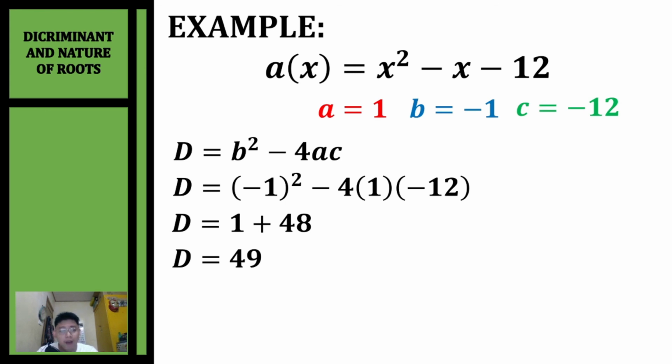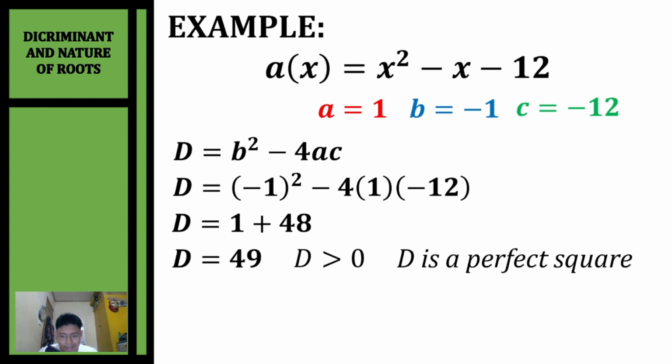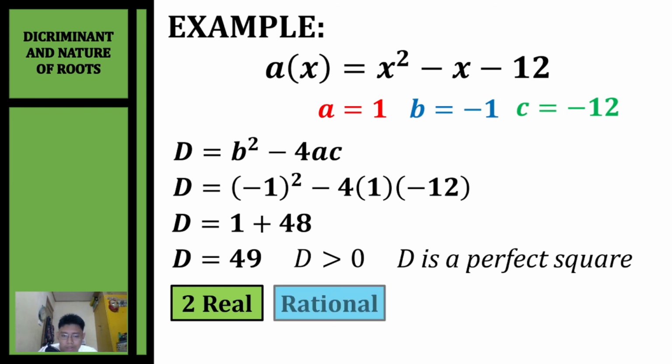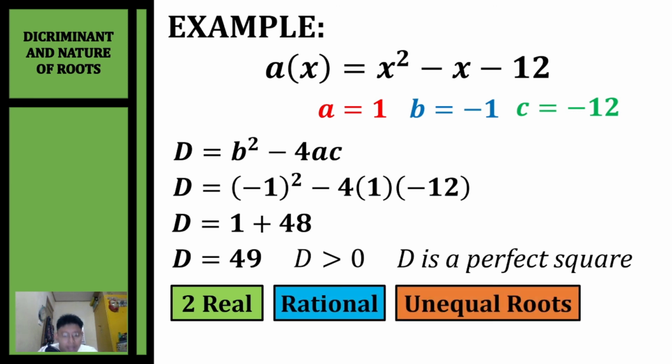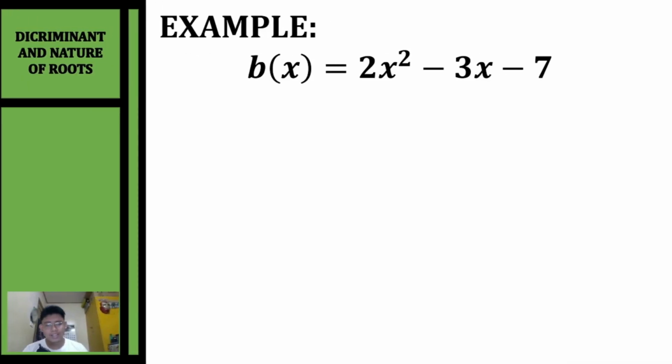We have our discriminant. Let's identify if it is greater than 0, equal to 0, or less than 0. Automatically, it is greater than 0. We have to identify whether this is a perfect square number or not. Is this a perfect square number? Yes, it is a perfect square number. Therefore, the nature of our roots is two real numbers that are rational and unequal roots. Okay, let's have another example.